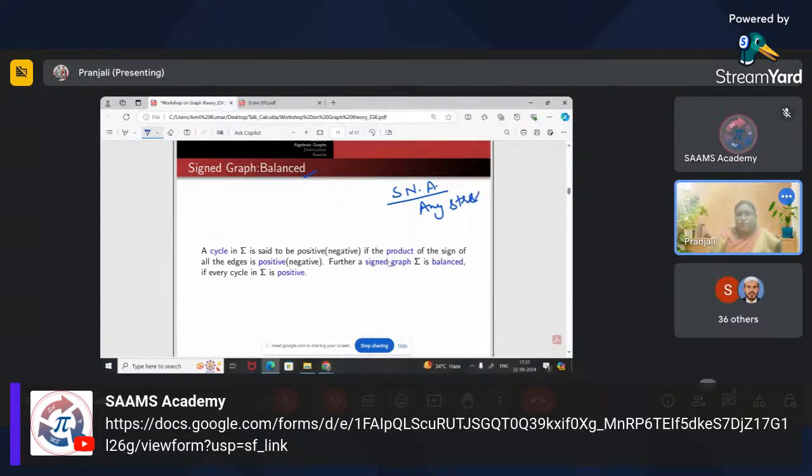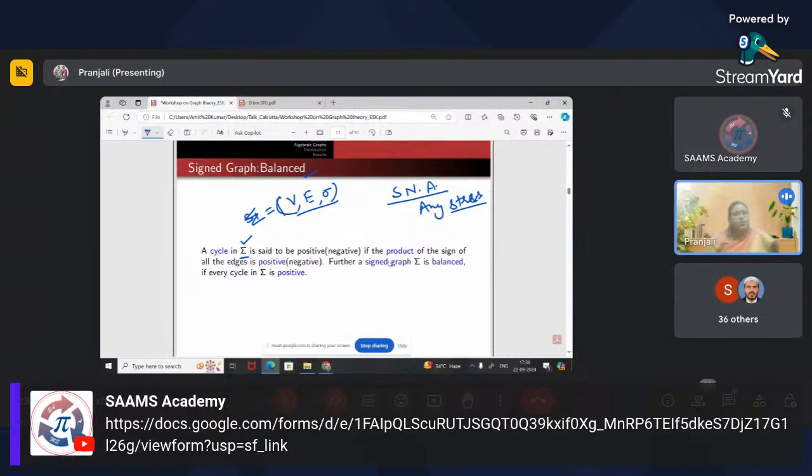Suppose we have many people in an office working together and they don't like each other, then the system will not be balanced in that case. So if we want the system to be balanced, then we will look at these cycles. A cycle in a signed graph, we will denote this by sigma, which is (V, E) and the signature. It means the original graph now consists of a signature as well.